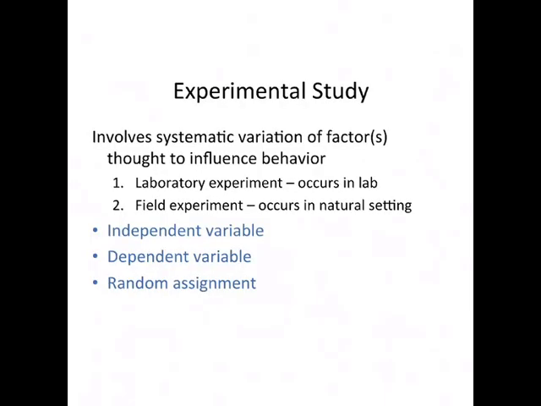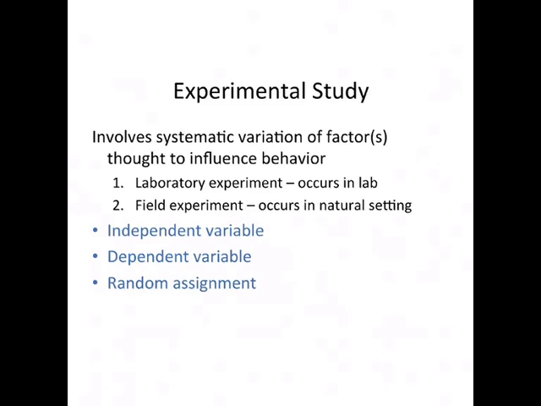An experimental study involves manipulating some aspect of the participant's environment and then measuring the impact of the manipulation on the participant's behavior. There are actually two main types of experiments used by psychologists. One is a laboratory experiment and one is the field experiment. The laboratory experiment occurs, as it sounds, in a lab, and the field experiment usually occurs in a natural setting.